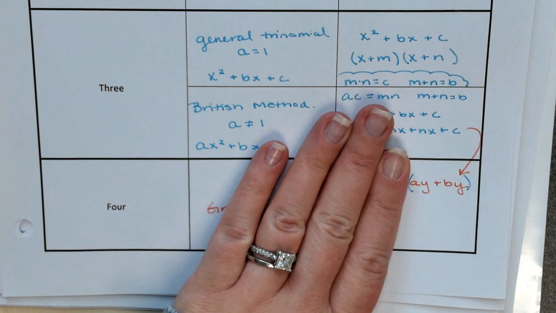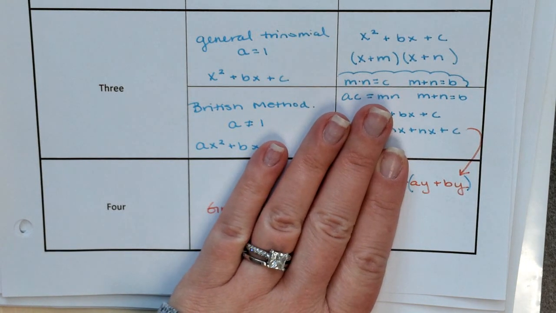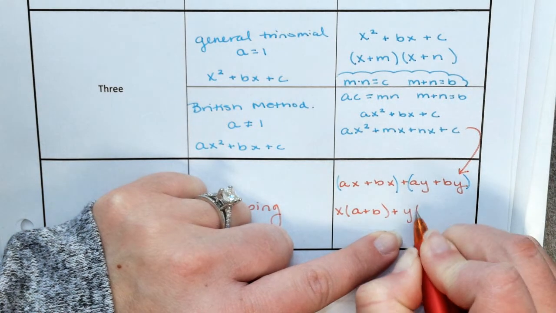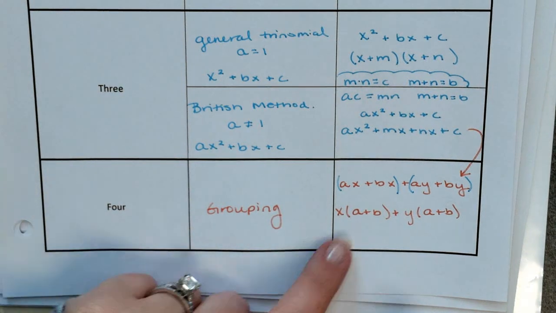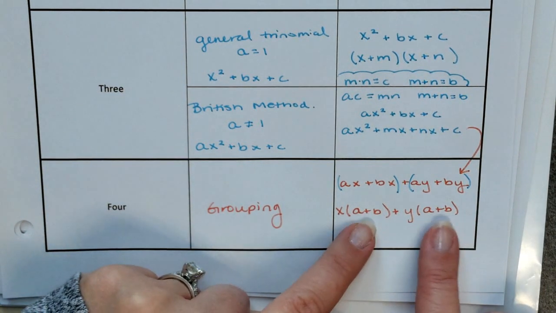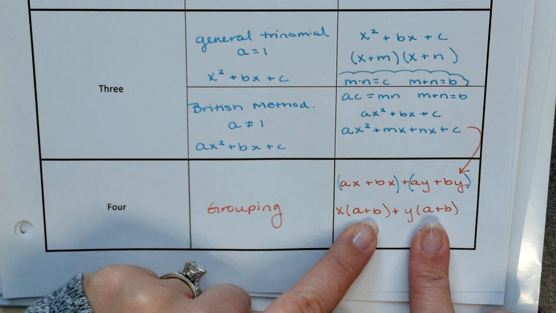Now look at this second grouping. What's a common factor between ay and by? Y. So you pull out the y. And you're left with a plus b. And then I call this the magical matching parentheses. See how the parentheses match?